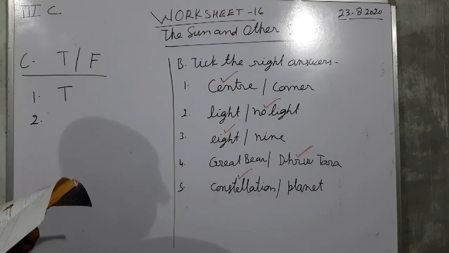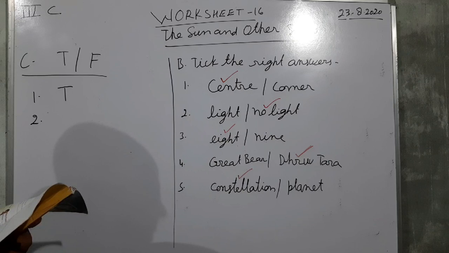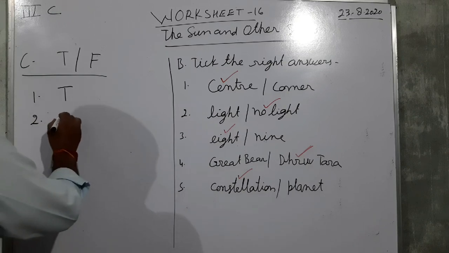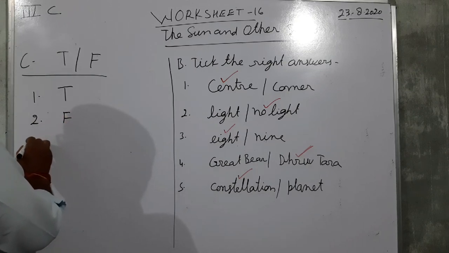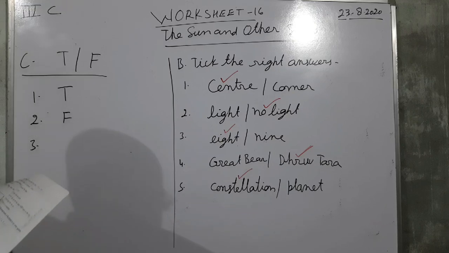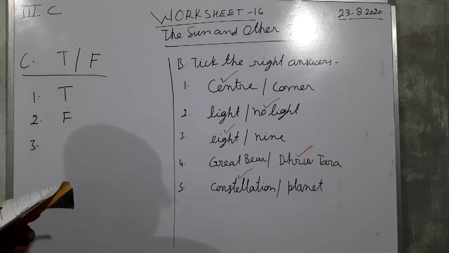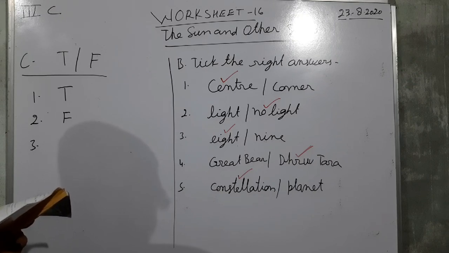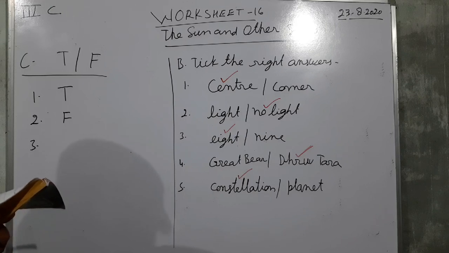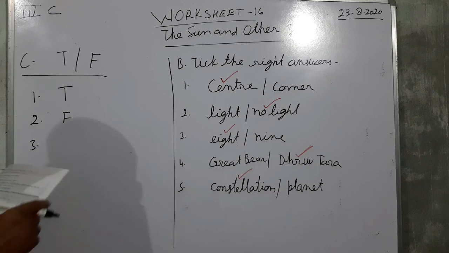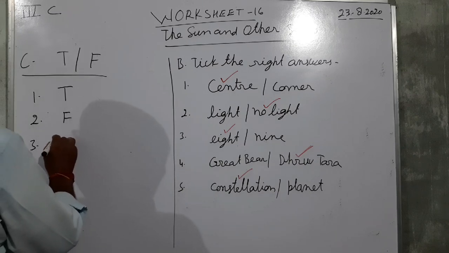The sun revolves around the earth. No, it is incorrect. Second is false. And third, you see, on a dark clear night, we can see about 6,000 stars in the sky. It is correct. So third is also true.